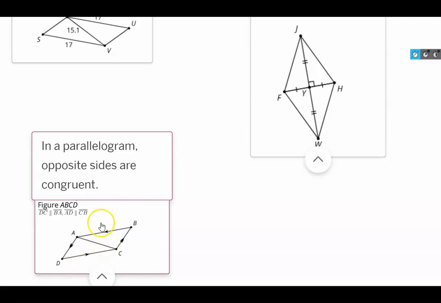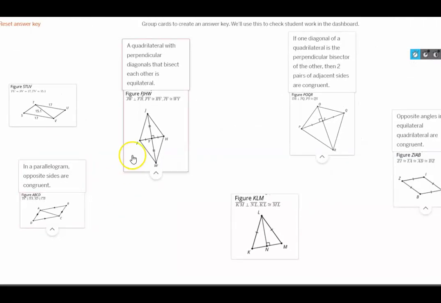Parallel sides. And if we know that they're both parallel, both sets of sides are parallel, then it has to be a parallelogram. Therefore, opposite sides are congruent.